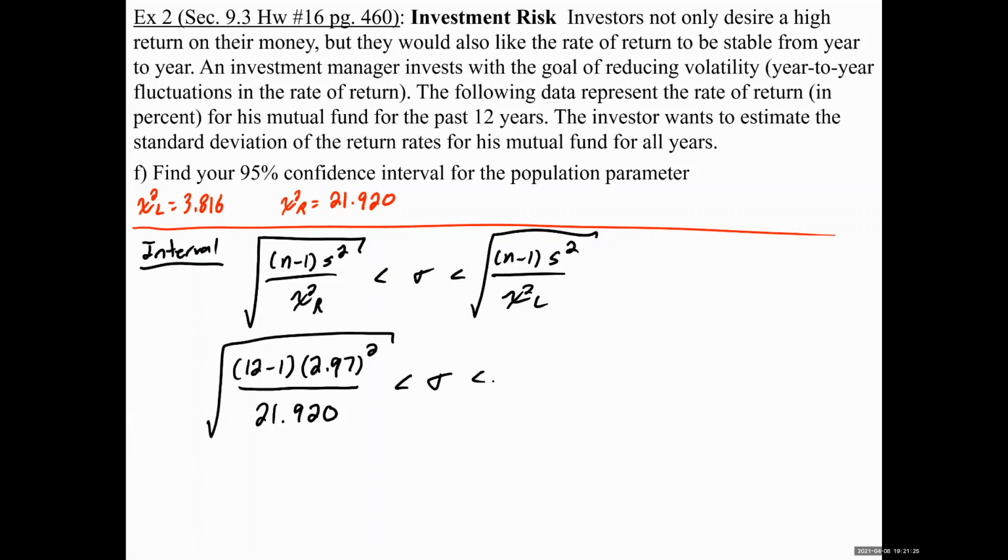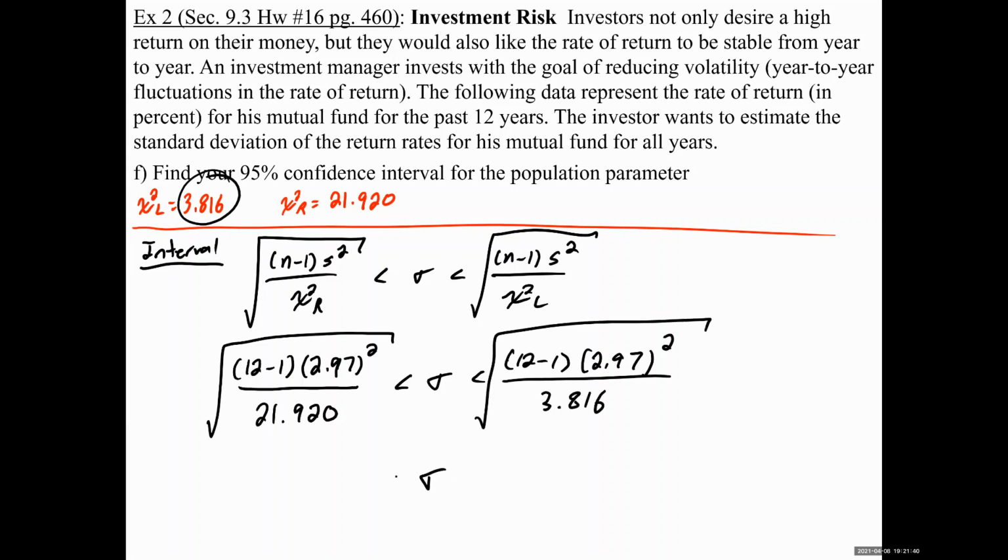On the other side, same thing. It's going to be 12 minus 1. So the top is the same thing: 12 minus 1, 2.97 squared. Bottom, chi-square left, is 3.816. And then you calculate those things on the calculator.